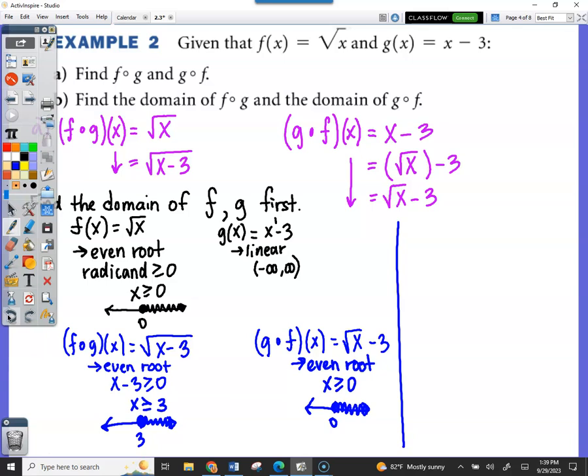So if I'm trying to do the domain of f of g, I need the domain of g. What's the domain of g? We laid it on here. We said it's what? Negative infinity to positive infinity. So that was the whole thing, right? And then what's the domain of f of g? We said the domain of f of g was what? 3 closed to infinity. You with me?